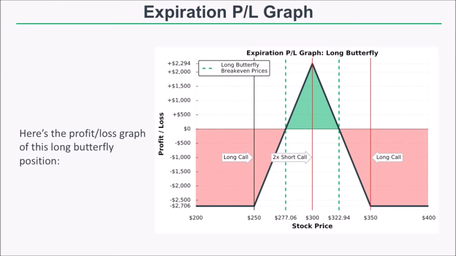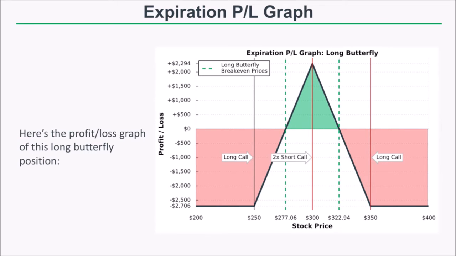And since we initially paid $27.06 for this butterfly spread, we break even. Now the most we can lose is the debit paid, which is $27.06 or $2,706 per long call butterfly spread. Now that maximum loss occurs if the stock price is below our long call strike price of $250 or above our upper long call strike price of $350.